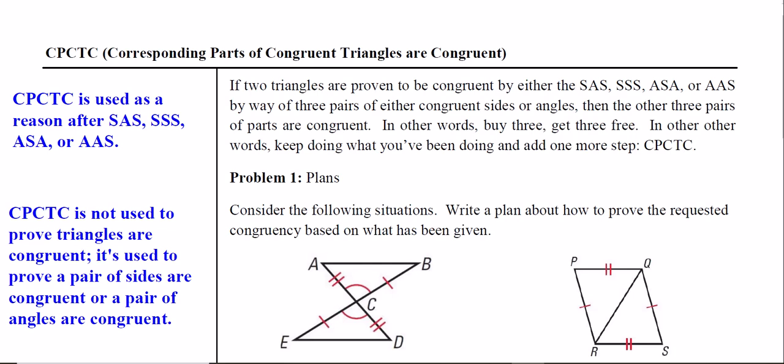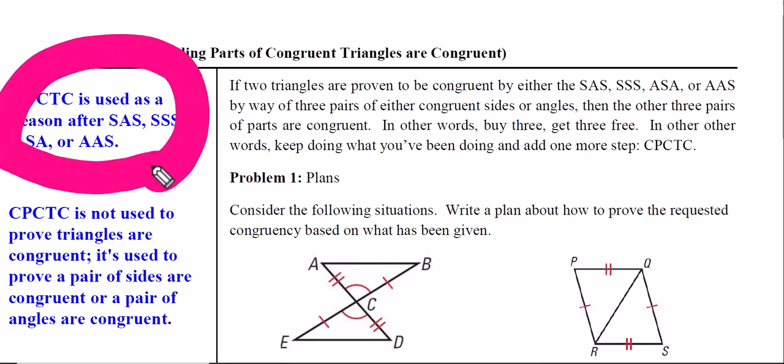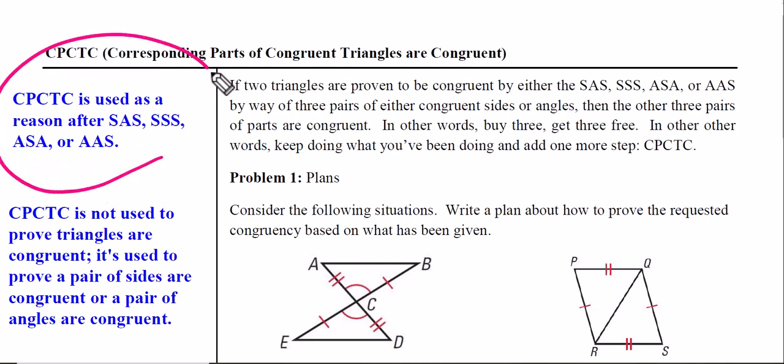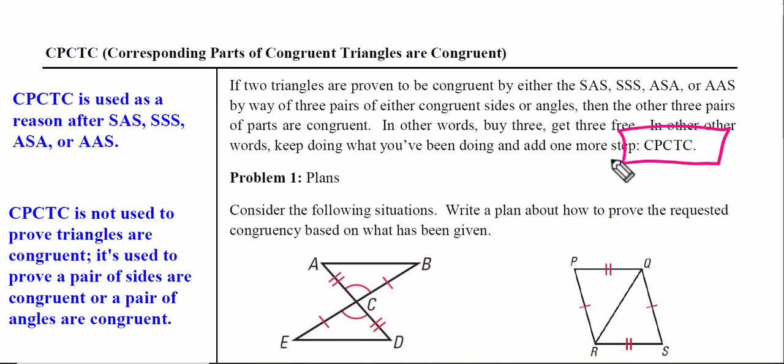Now, how do we prove that triangles are congruent? Ooh, that was my big one. We will use SAS, SSS, ASA, or AAS to prove that triangles are congruent. And again, I will refer you to previous videos on how to do that. But here's a goodie. Once we prove that the two triangles are congruent, we pretty much say CPCTC, and we get everything else for free. So essentially, you buy 3, you get 3 free.